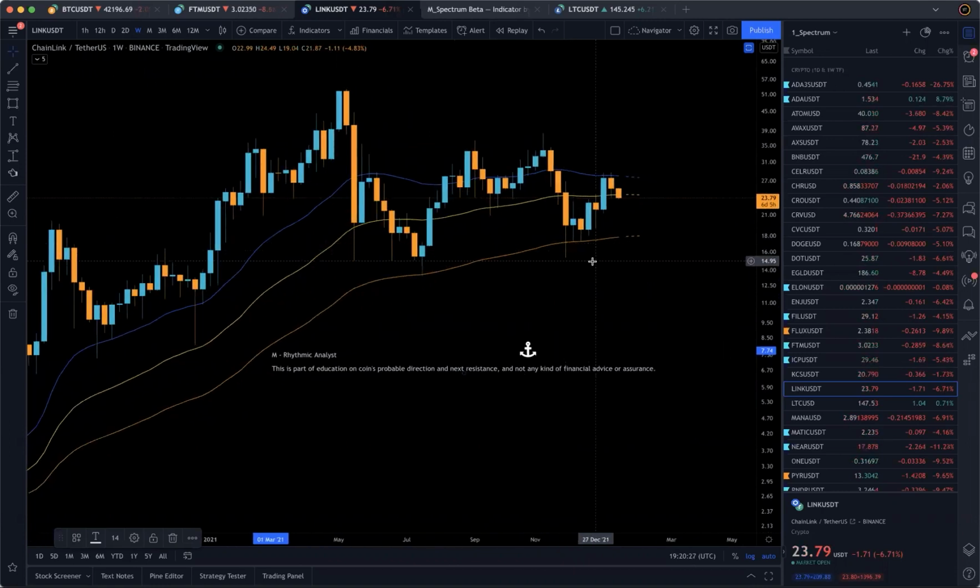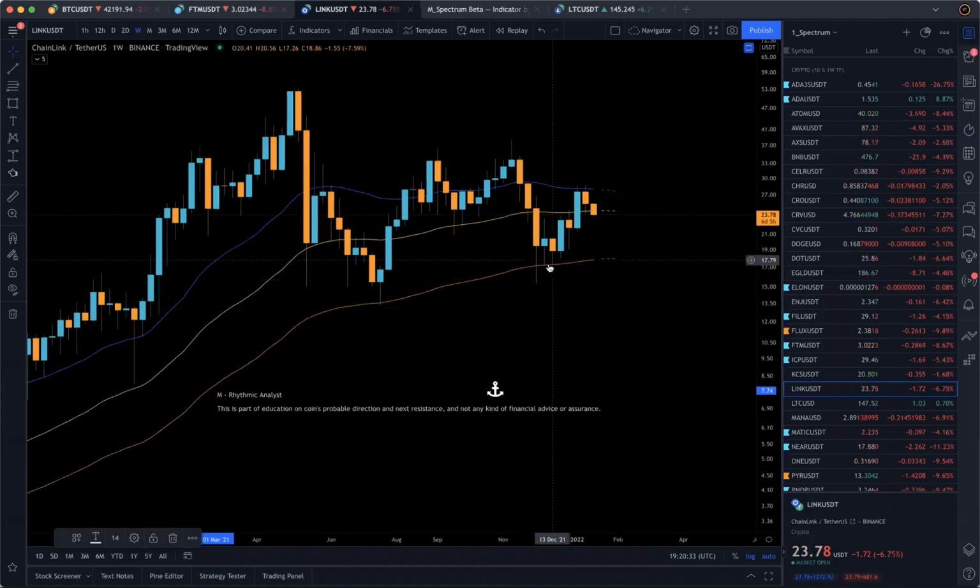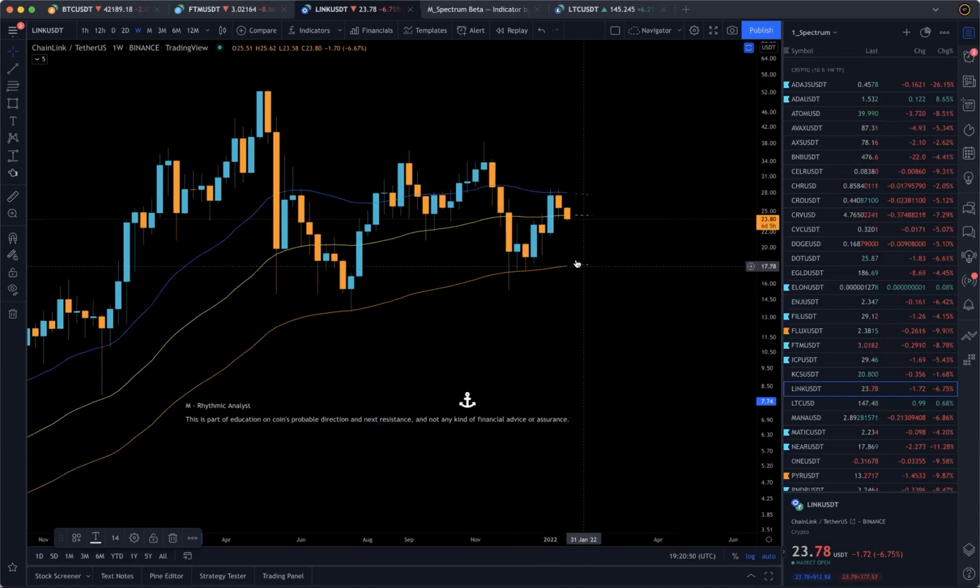There's, I think, not enough data for red to come up. Maybe in future it'll show up. For now it's not. So orange must not be broken for Link from a trend point of view. It must remain above the orange. This is a lifesaver, right?